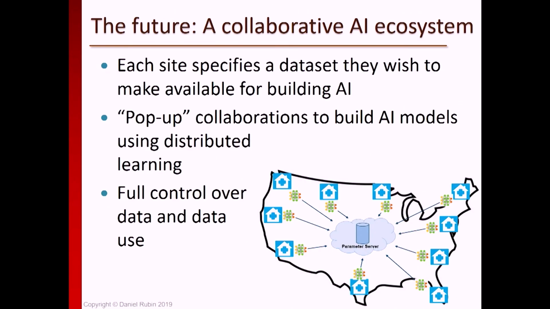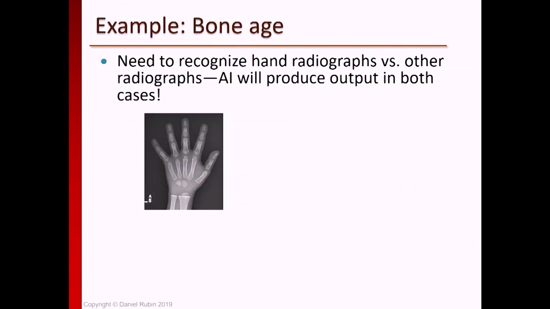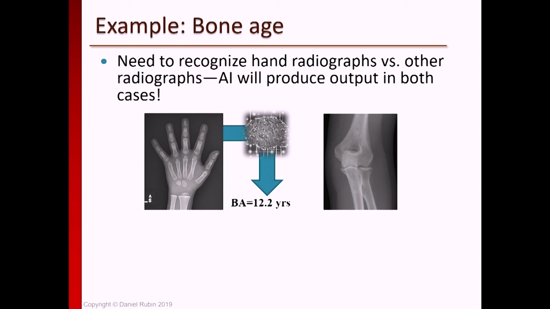I'm going to skip this slide, and the final thing I'll just mention, a final weak point, is if you've got a robust model, the problem is if it encounters a case that's not within the distribution on which it was trained, it's going to fail. And how is a clinician going to know that? A good example is bone age. You can create a great model and recognize bone age and give a number. It'll be accurate. Test it on test data.